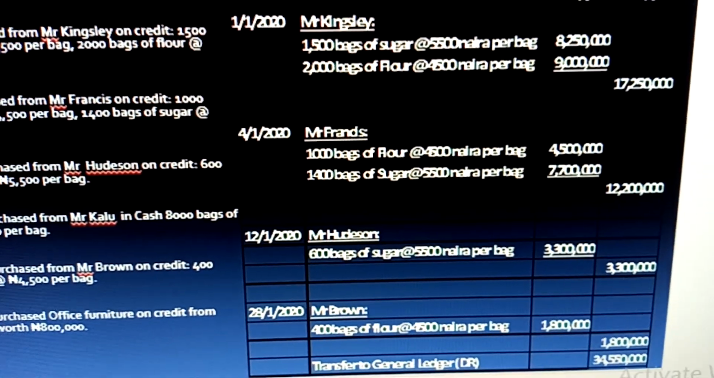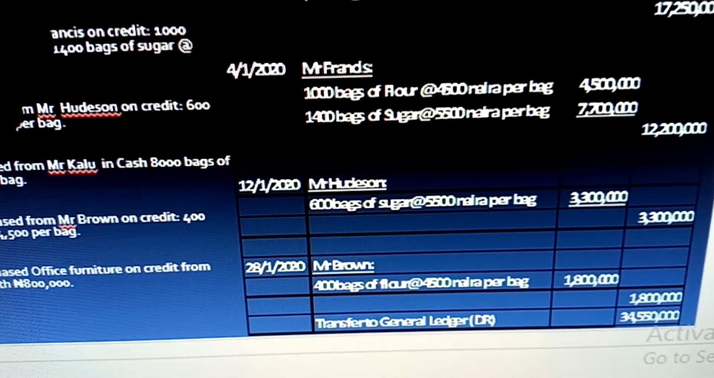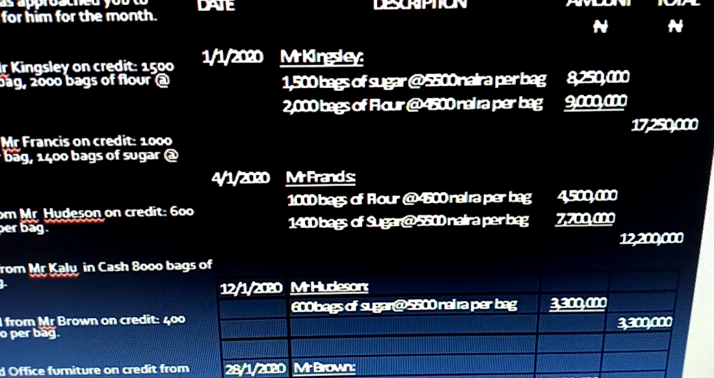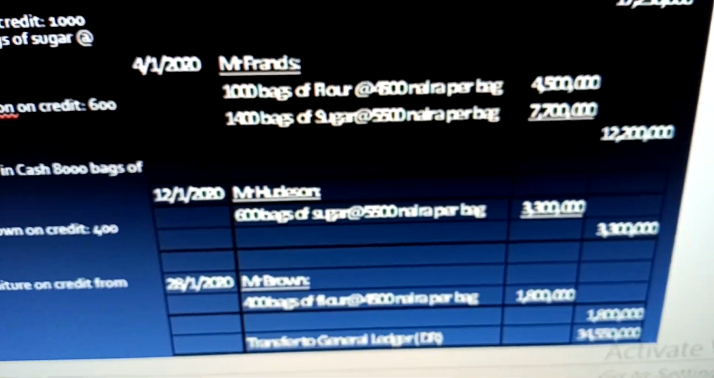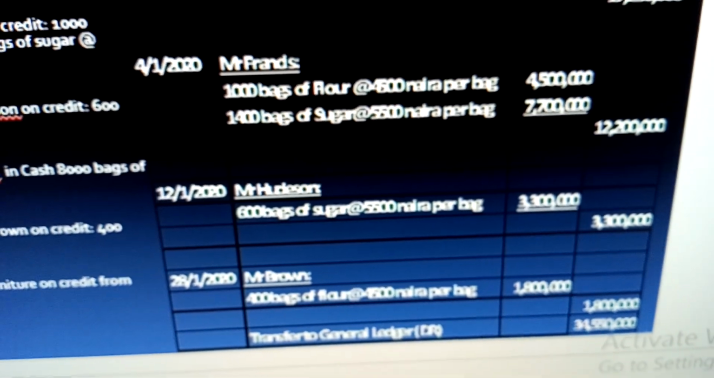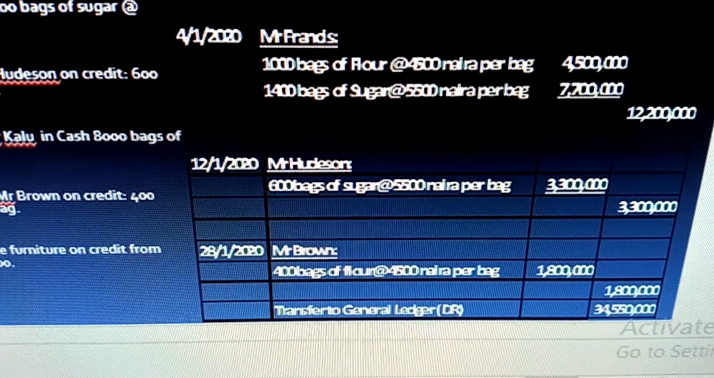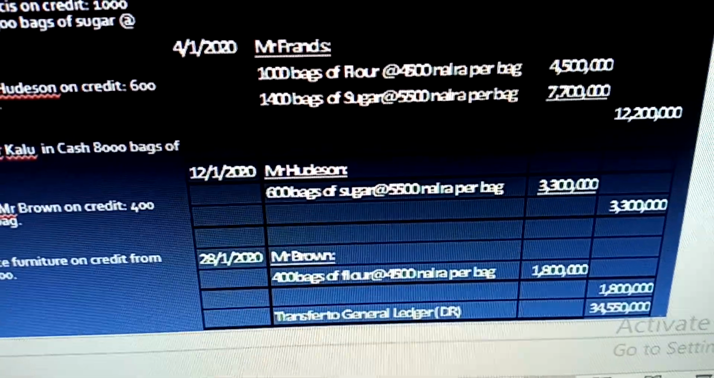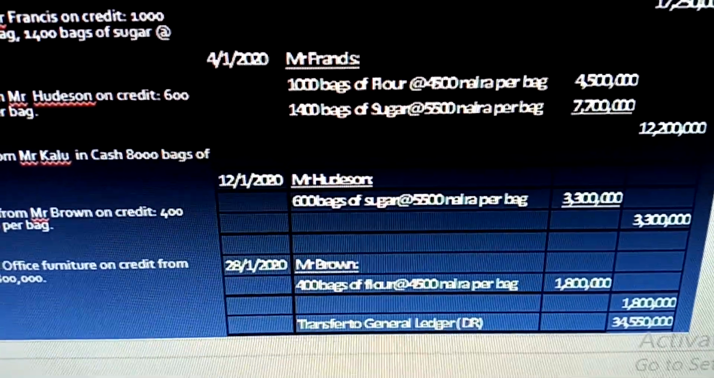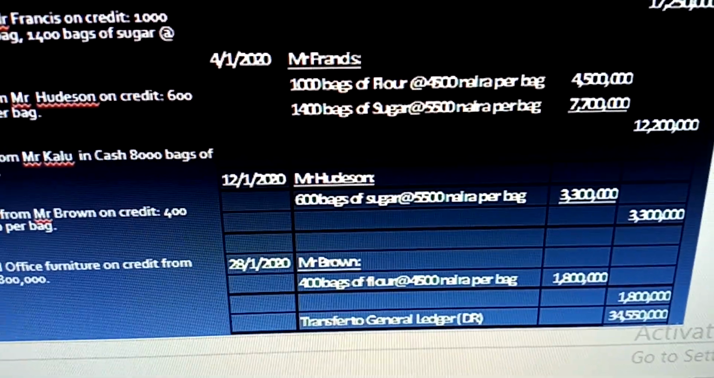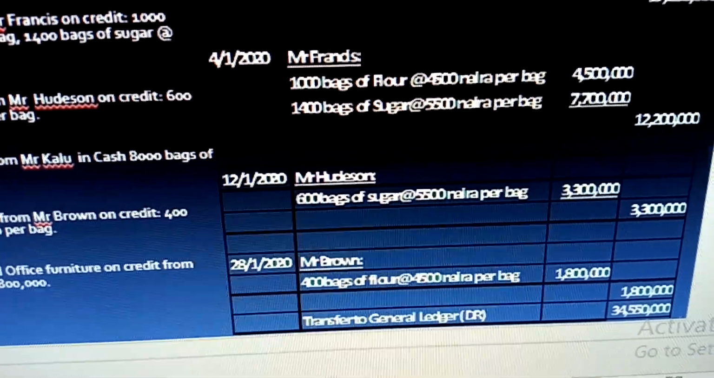So it means that for the whole of the month, on the 1st, a total of 17,250,000 was purchased on credit. On the 4th of January, a total of 12,200,000 was purchased on credit. On the 12th of January, a total of 3,300,000 was purchased on credit. And on the 28th of January, a total of 1,800,000 worth of products were purchased on credit. In total, 34,550,000 worth of products were purchased on credit, and this will be transferred to the general ledger debit.